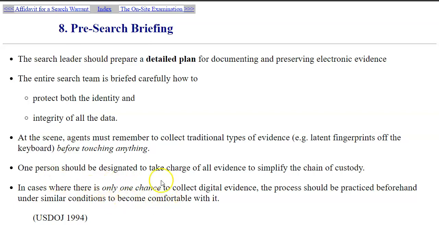And in most cases you have only one chance to collect the digital evidence at the specific location within the scope of your search warrant. So of course you have to practice and prepare quite well, and that is related to the entire team of investigators and examiners that will be present at the evidence collection.